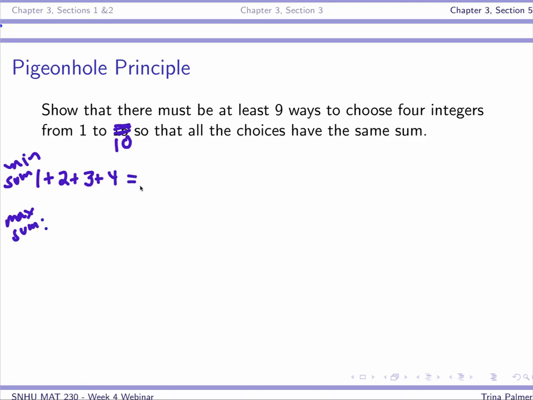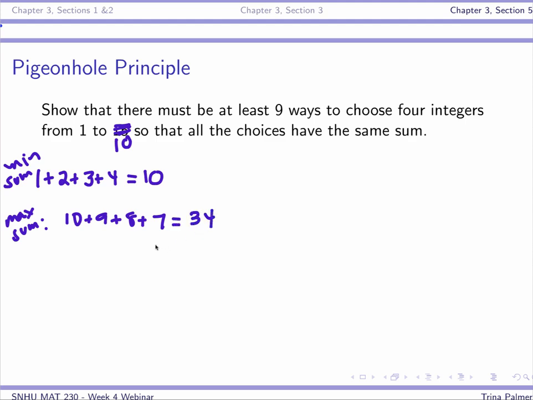So here we get 10, and then the maximum sum would be 10 plus 9 plus 8 plus 7. And let's see, what is that? 9 and 8 is 17, 17 and 7 is 24, 24 plus 10 is 34.